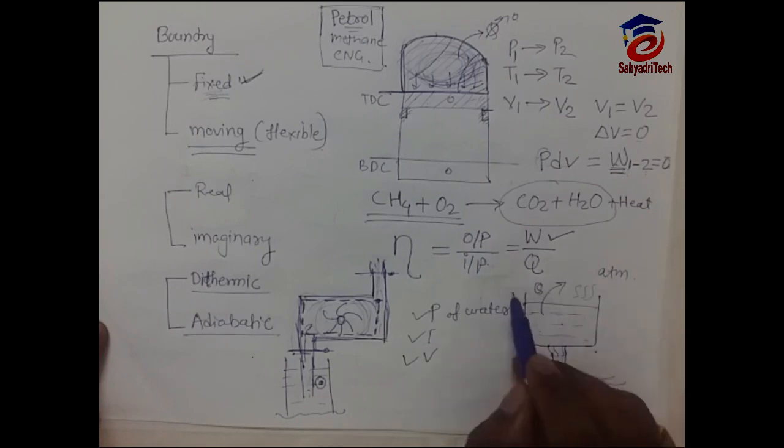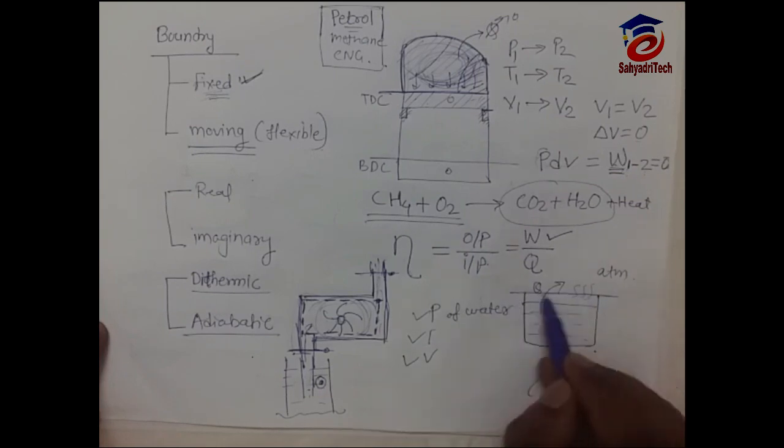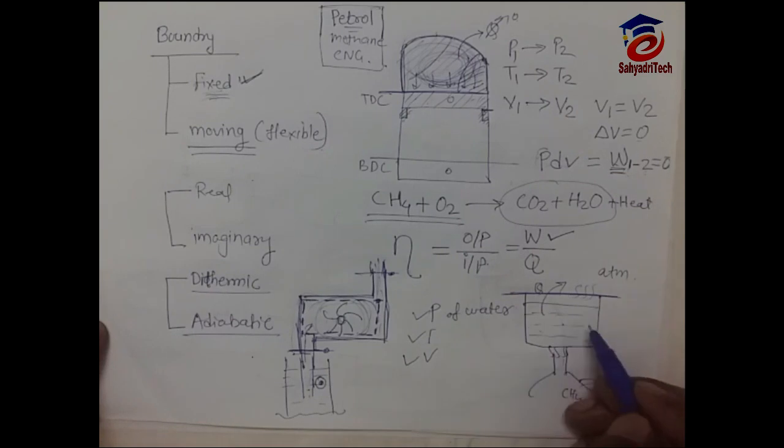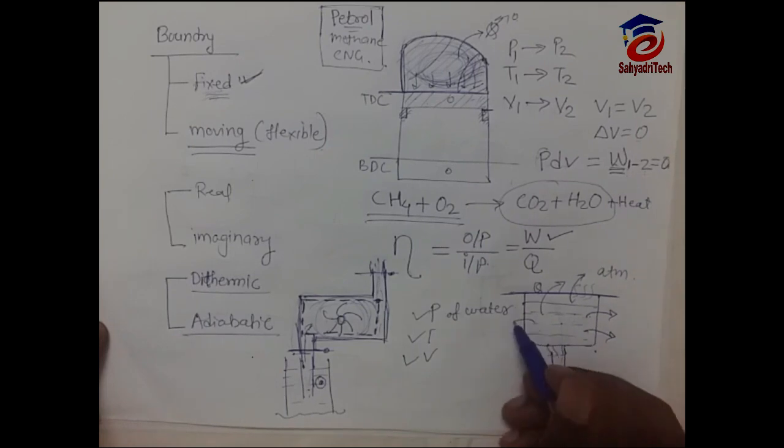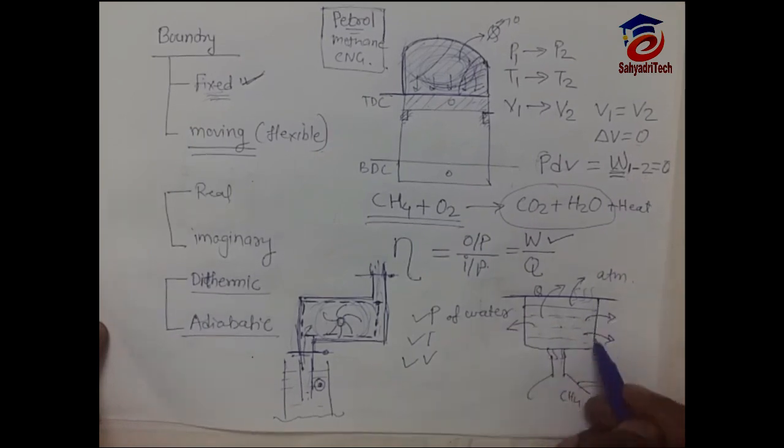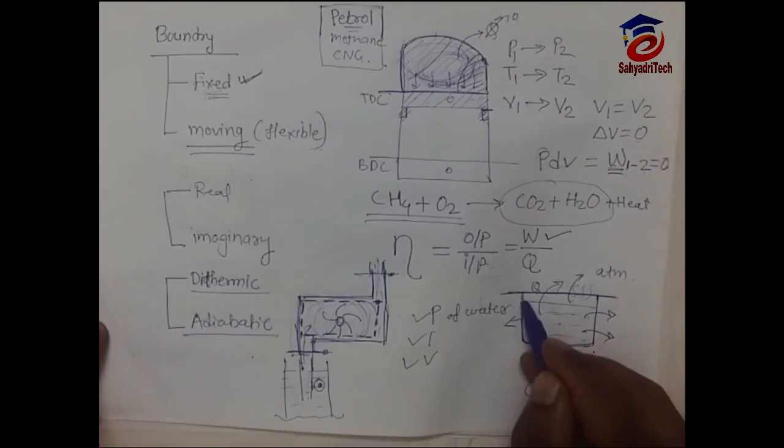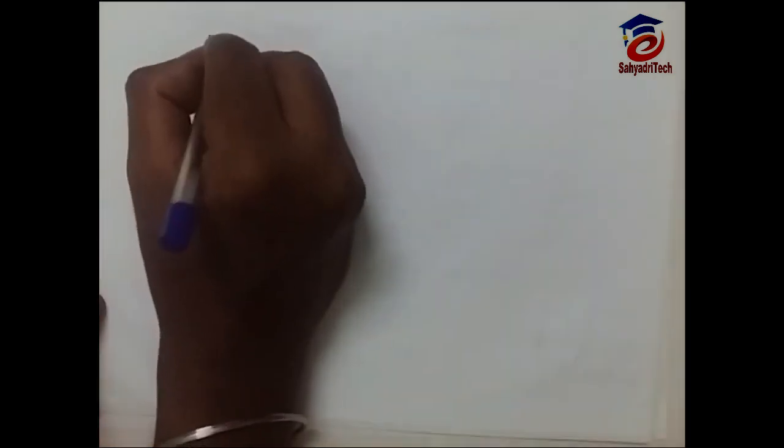Now you can see I have kept one lid here. When heat is added to this water, the heat will transfer from this system to the surrounding. Now you can see the heat has transferred through these walls, or through this boundary, right? What is a diathermic boundary?